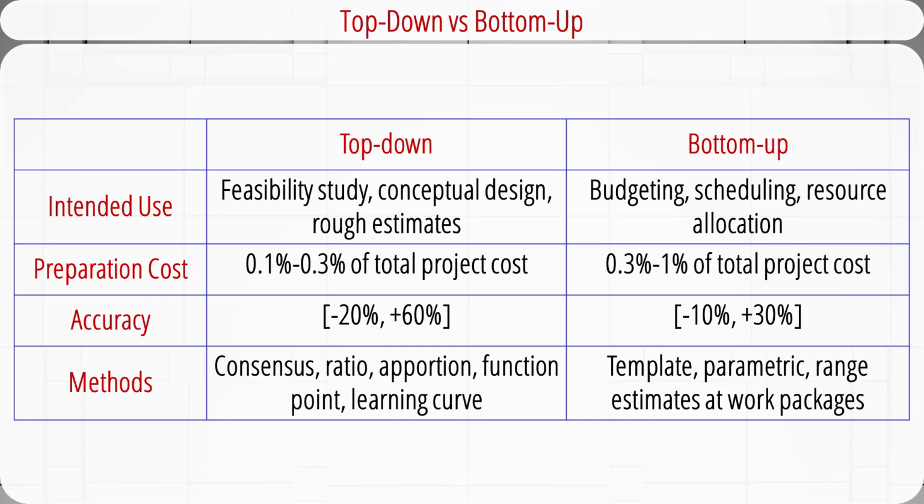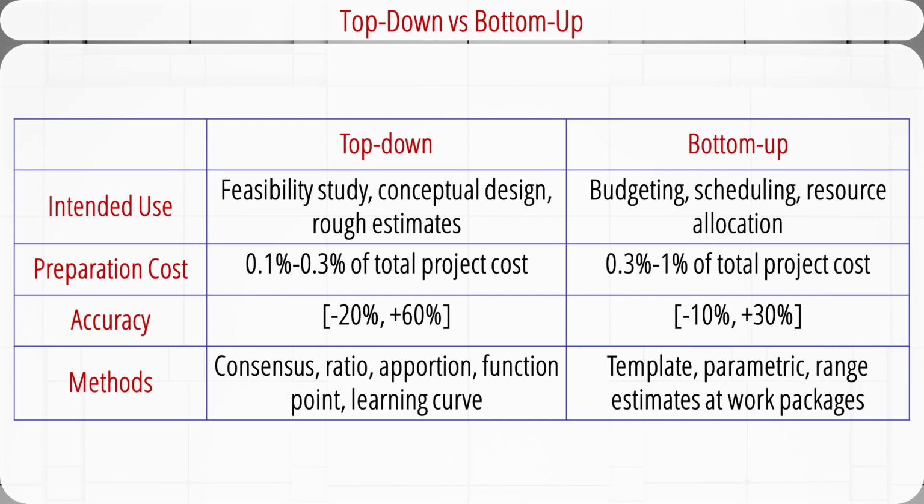This is a summary of the differences between top-down and bottom-up estimates. The top-down methods are best for the feasibility study or conceptual design to get some rough numbers about the time and cost of the project. Because the level of effort involved for estimating is low, the preparation cost is low, typically between 0.1% and 0.3% of the total project cost. But the accuracy is also low, between negative 20% and positive 60% of the target. Commonly used top-down methods are consensus, ratio or parametric, apportion, function point, and learning curve.